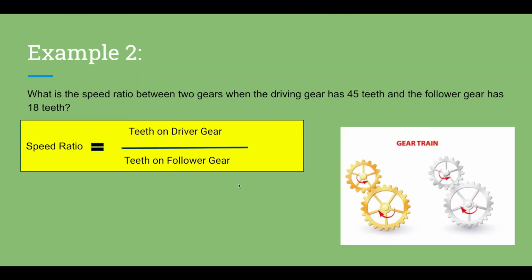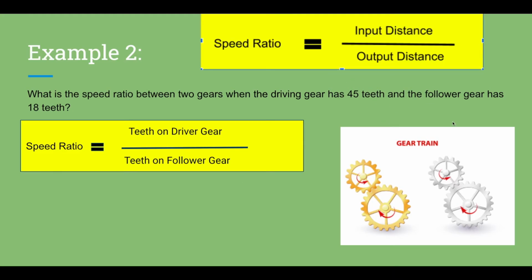All right, our second example: what is the speed ratio between two gears when the driving gear has 45 teeth and the following gear has 18 teeth? So it is still using the speed ratio, but now we replace the input distance with the number of teeth on the driving gear. It does make sense because the distance would be longer as we go around, right? Because it's bigger, it has more teeth.